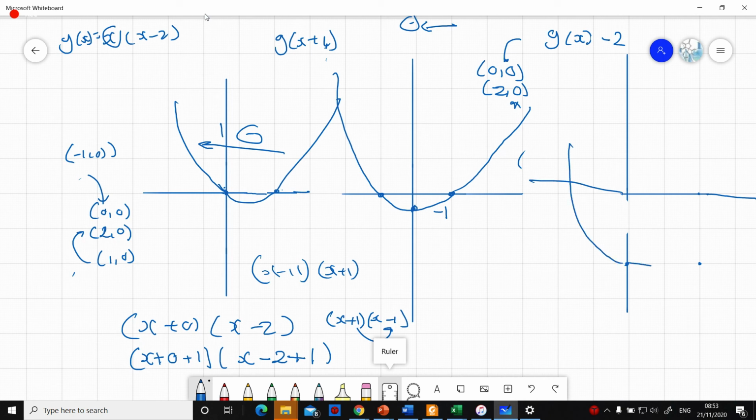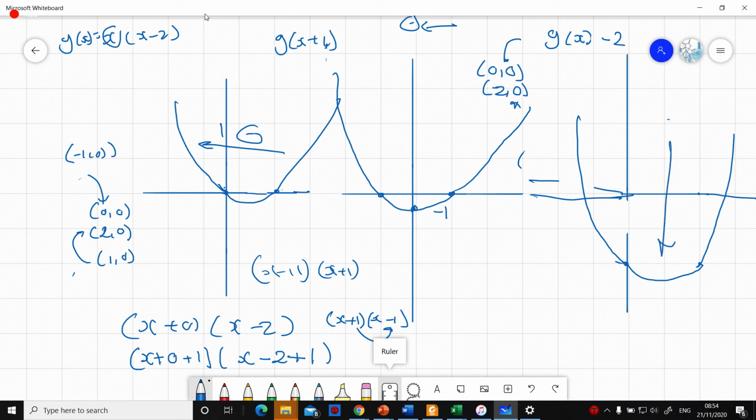It would look something like that. The curve would look something like this. There. Okay, so it would look something like that, because it's been moved down by 2 units, minus 2 units.